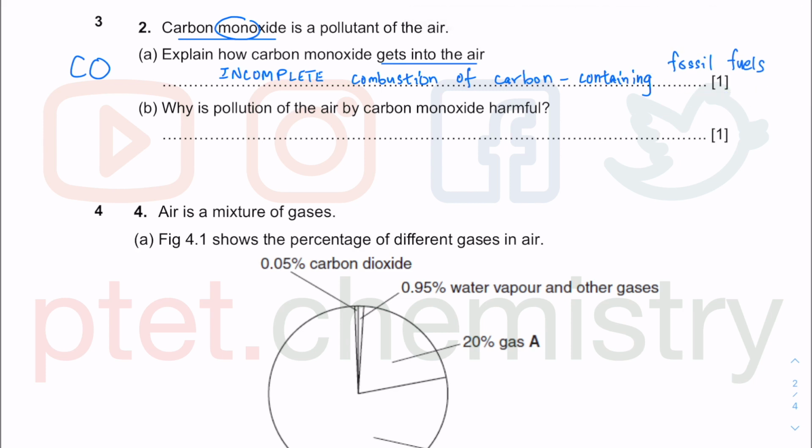Why is pollution of the air by carbon monoxide harmful? Because we talk about carbon monoxide, we don't really need to use the formula. We can just use the name, but we know it's 1 carbon and 1 oxygen. So carbon monoxide is toxic, or you can say it's a poisonous gas. It can kill people because it's toxic and poisonous.